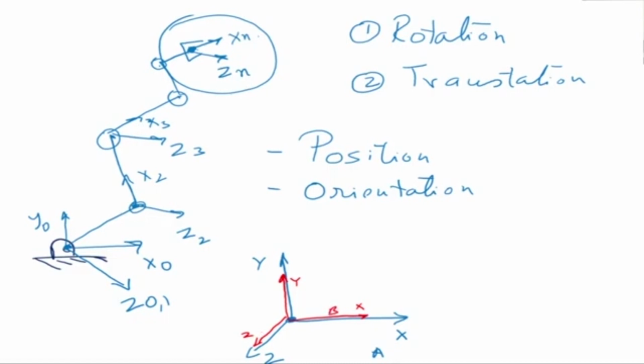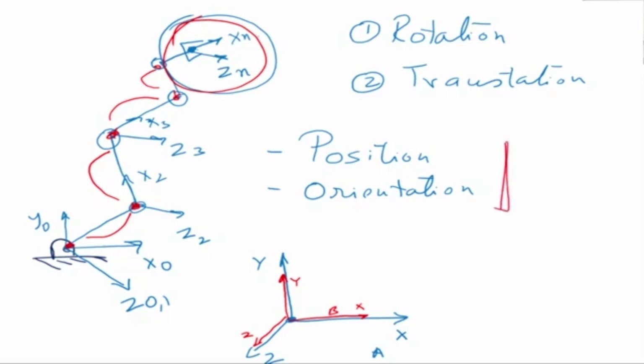Then how did frame B end up going there? First it rotated and then it translated. It rotated with respect to A and then it translated from here to there, then from here to here, then to there. That means the origins moved, and there is a relative angle between them.